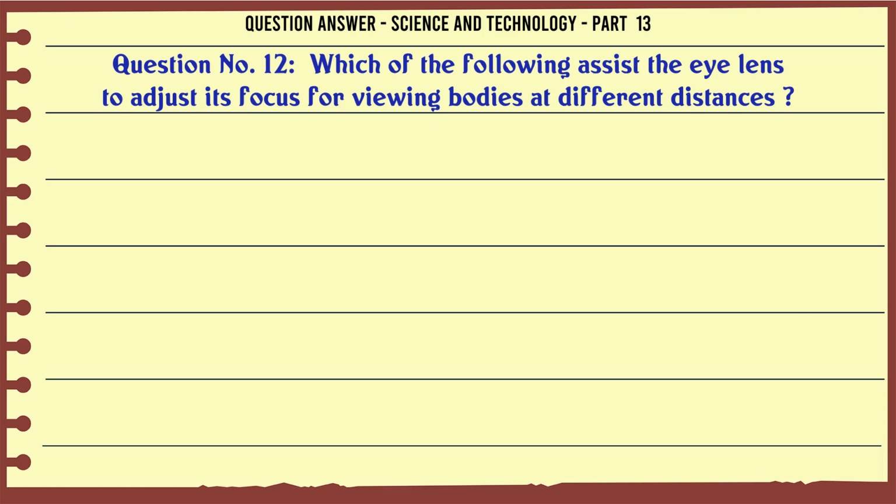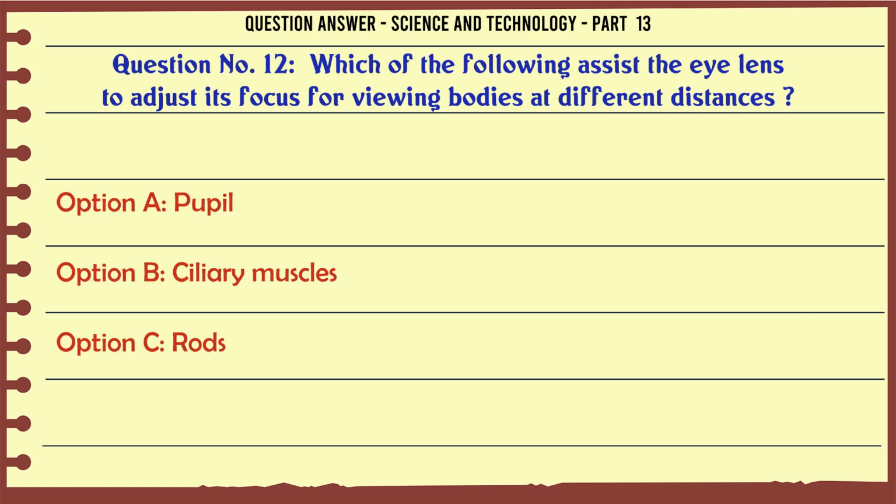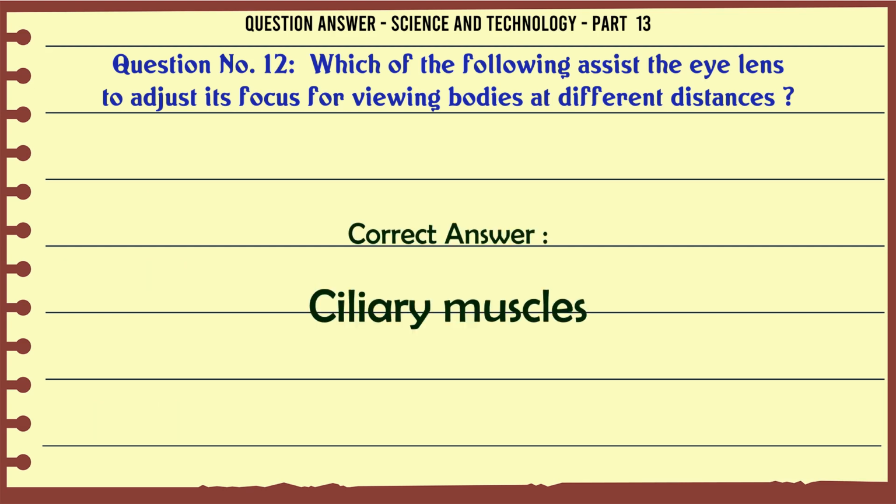Which of the following assist the eye lens to adjust its focus for viewing bodies at different distances? A. Pupil. B. Ciliary muscles. C. Rods. D. Cones. The correct answer is ciliary muscles.